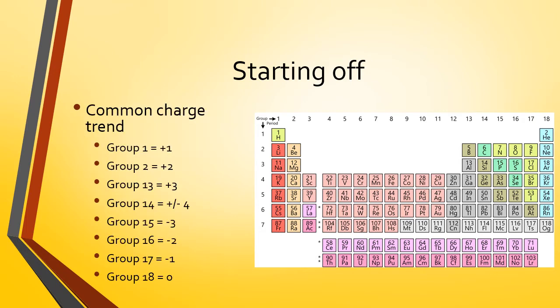Another thing you should be able to do is identify common charges. Starting at group 1 and only counting main group elements once again, we have a +1 charge. Group 2 is +2. Skipping the transition metals to go to group 13, which is the next column of the main groups, we have +3. At group 14, we have plus or -4. You'll notice that it is transitioning between signs here. Then at group 15, we have -3. At group 16 is -2. Group 17 is -1. And at group 18, we are at 0. The noble gases do not usually have a charge.